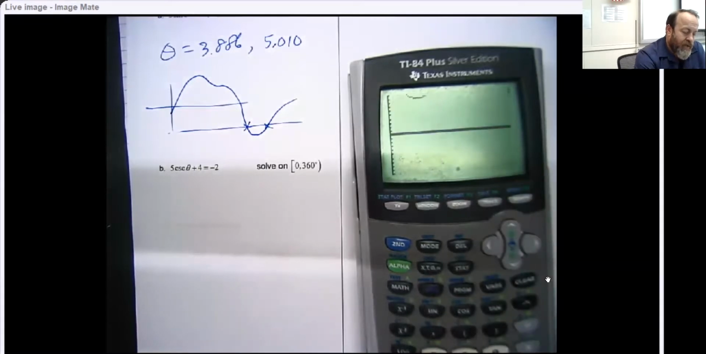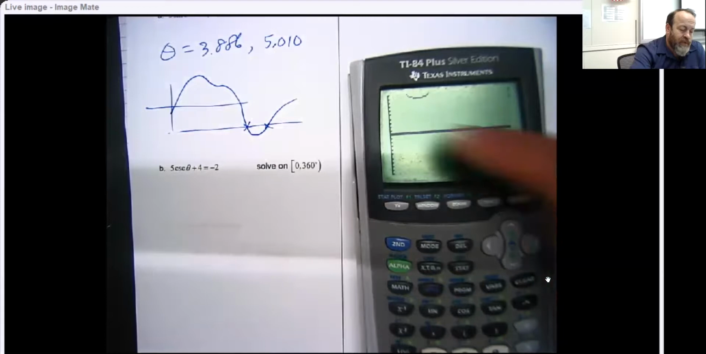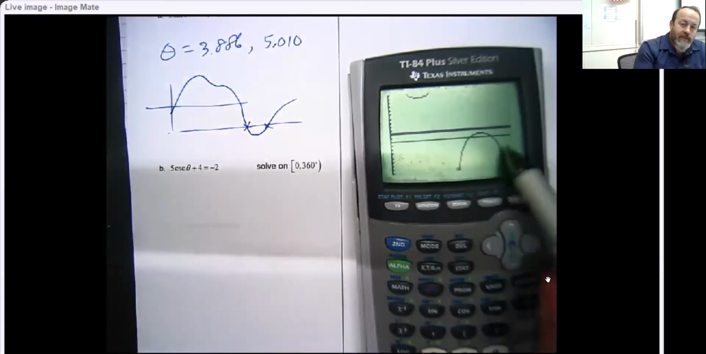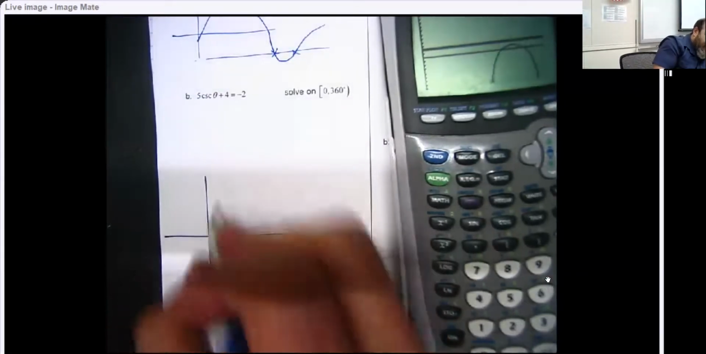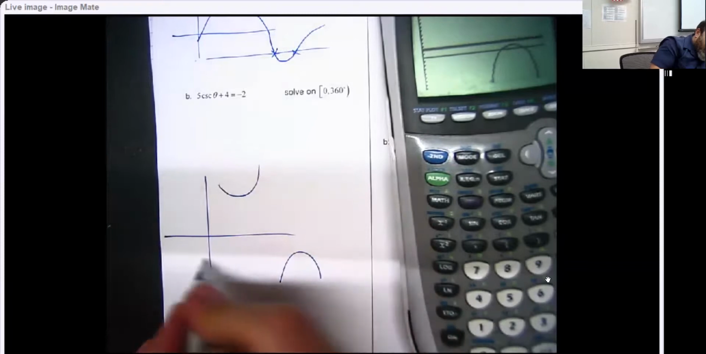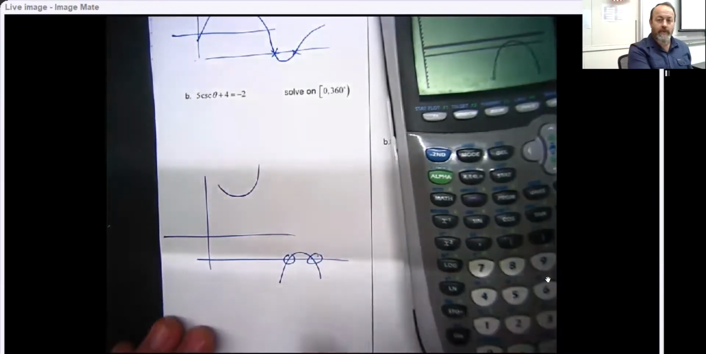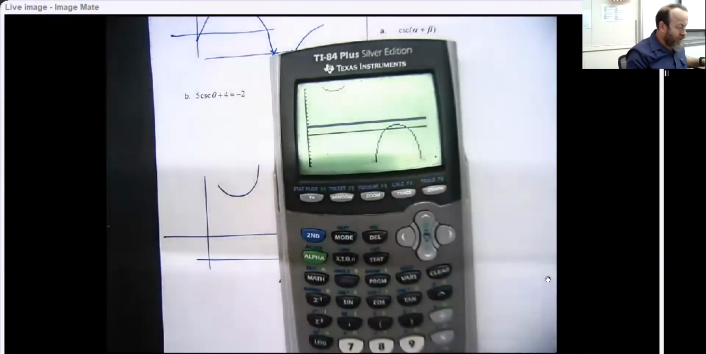But here comes my cosecant wave, and obviously I'm missing a lot of the top, but it doesn't matter because I'm interested in what happens down here. So as a quick sketch, I saw that I have some kind of a U up here and another one down here, and I'm looking for these two values, the places where those crossed. So we're going to go ahead and calculate that intersection.